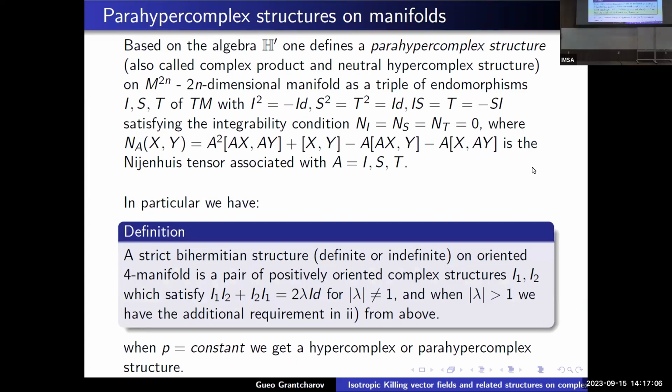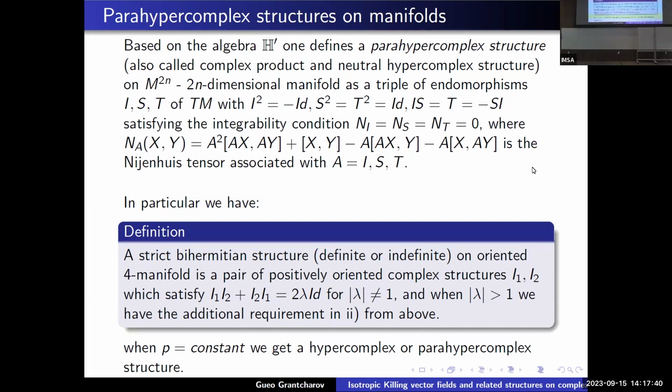Now, based on that nice split quaternions, one can define, just as in the case of hyperkähler and actually hypercomplex, for a 12-dimensional manifold, a triple of endomorphisms with this property. And in the case of hypercomplex, we need integrability. Here, the integrability is the same.